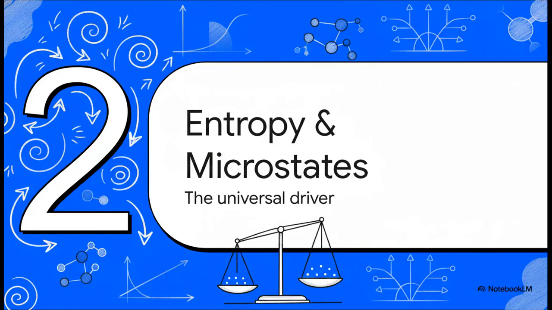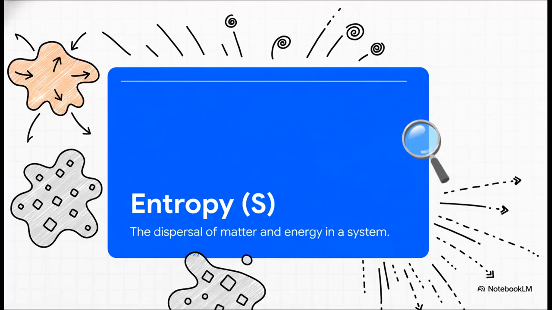Part 2. Entropy and hidden microstates. To really grasp why these spontaneous changes occur at all, we have to zoom way in on the microscopic world. If energy doesn't necessarily drive these changes, because some spontaneous changes absorb energy while others release it, what is the universal driving force? The answer is entropy.